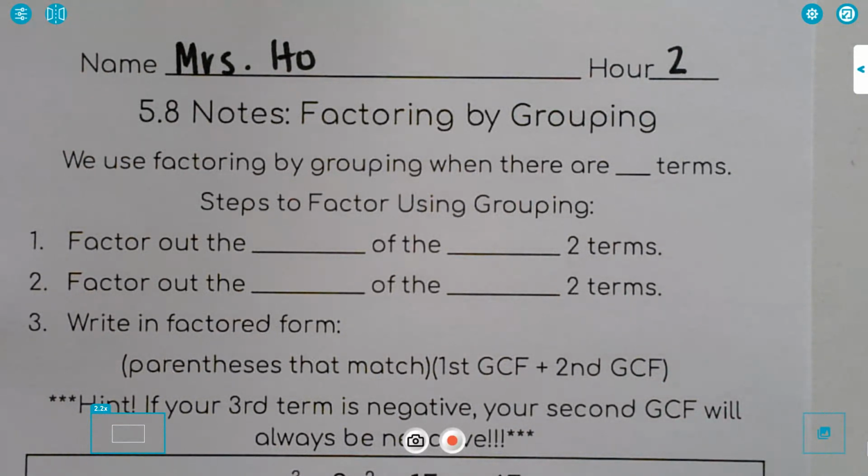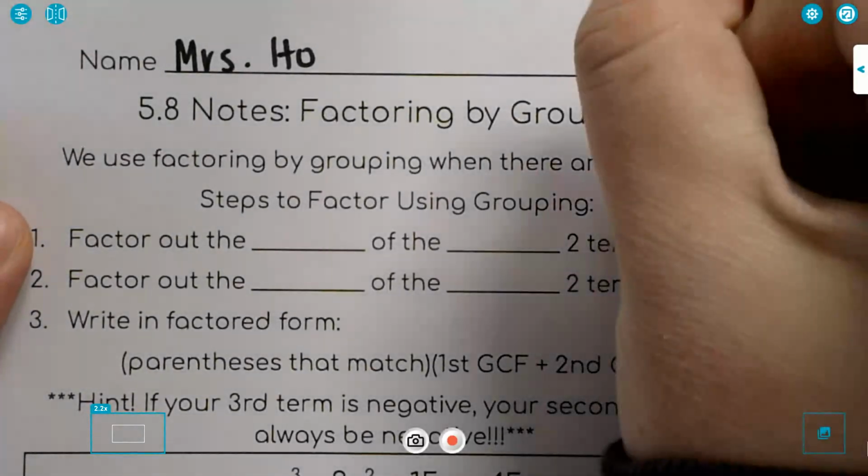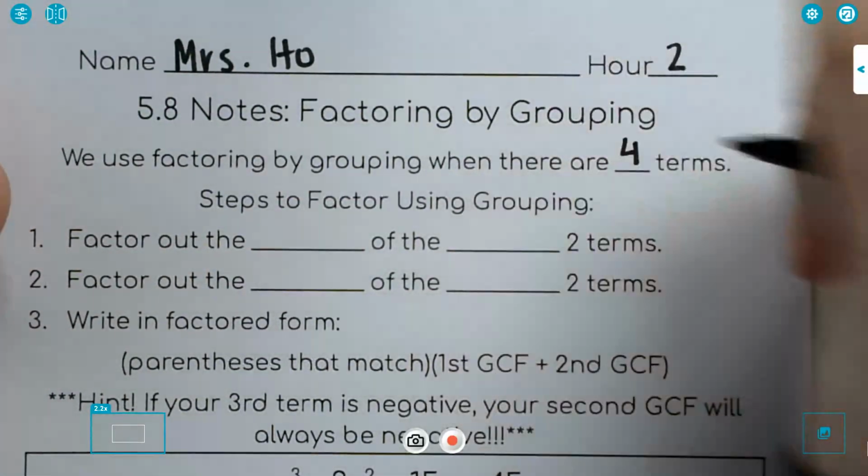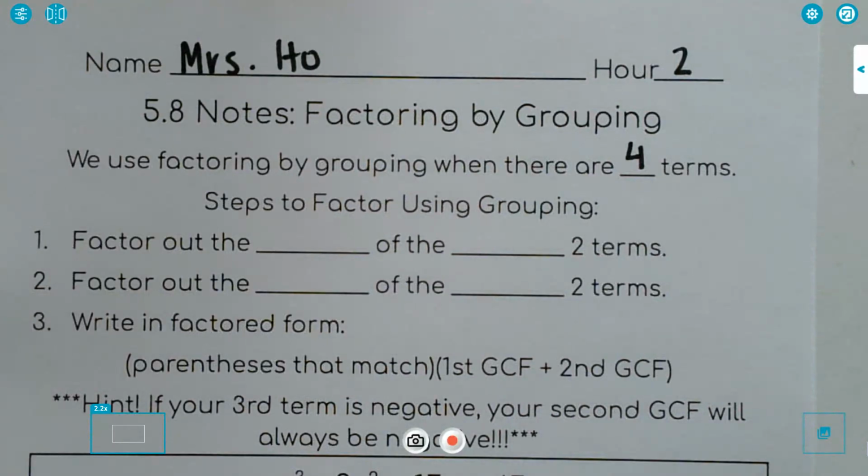Factoring by grouping is what we use when there are 4 terms, and those 4 terms do not have a GCF across all of them. If there was something we could pull out of all of them, we would. But if those 4 terms don't start with the GCF, this is what we're going to use.